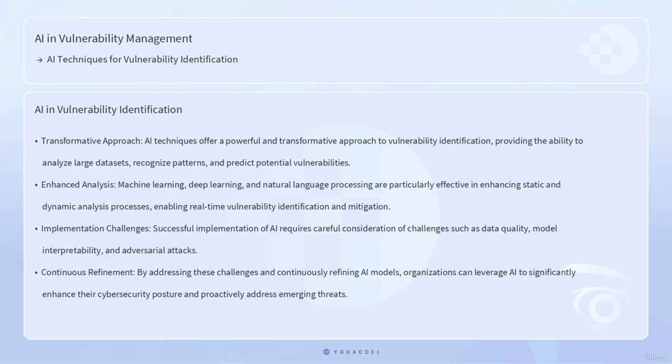In conclusion, AI techniques offer a powerful and transformative approach to vulnerability identification, providing the ability to analyze large datasets, recognize patterns, and predict potential vulnerabilities with unprecedented accuracy and efficiency. Machine learning, deep learning, and natural language processing are particularly effective in enhancing static and dynamic analysis processes, enabling real-time vulnerability identification and mitigation. However, the successful implementation of AI in vulnerability identification requires careful consideration of challenges such as data quality, model interpretability, and adversarial attacks.